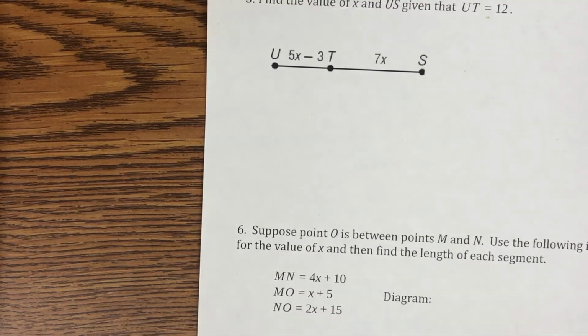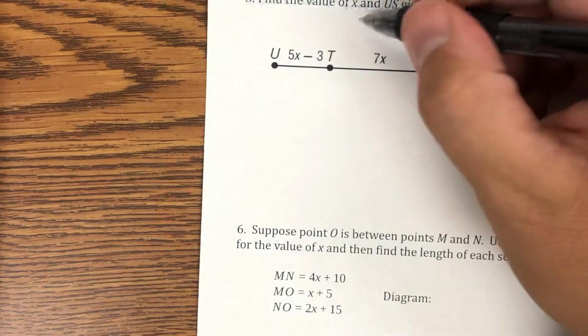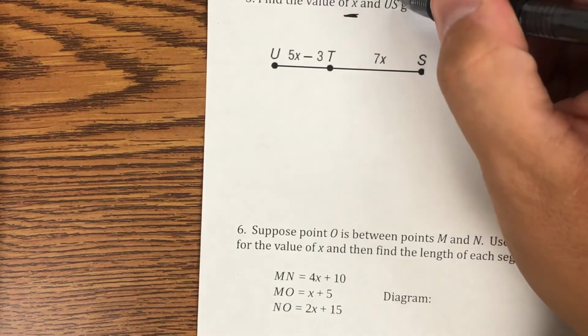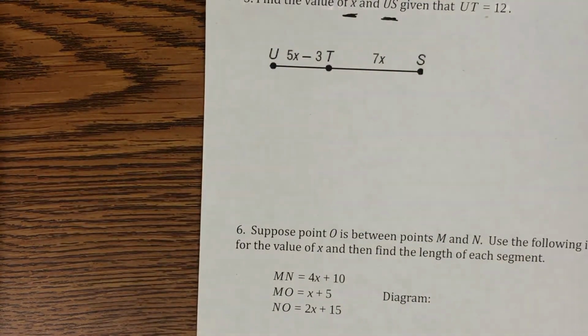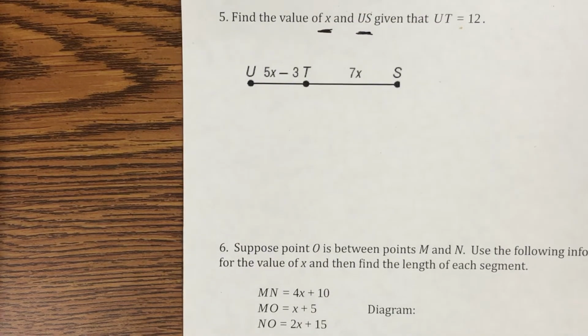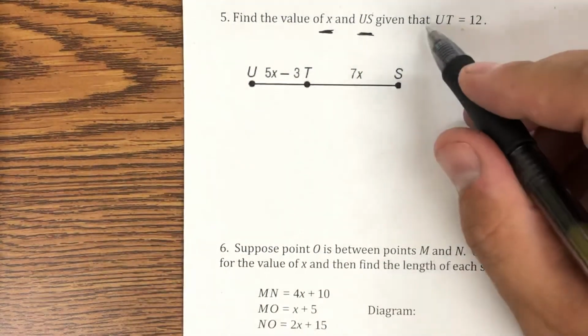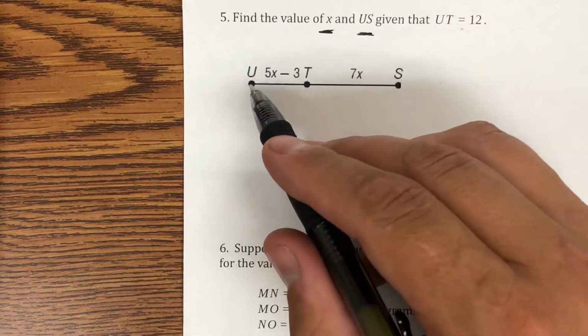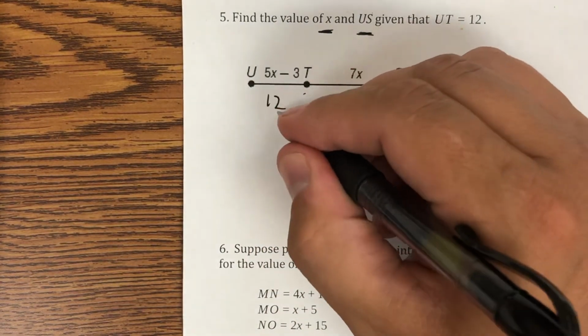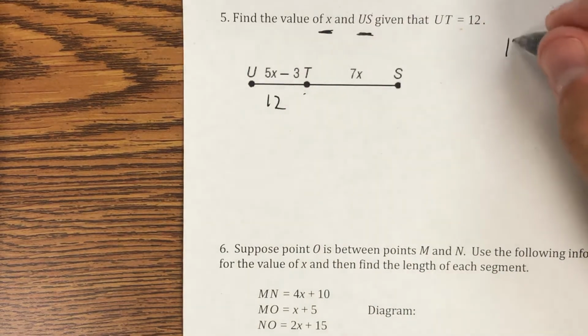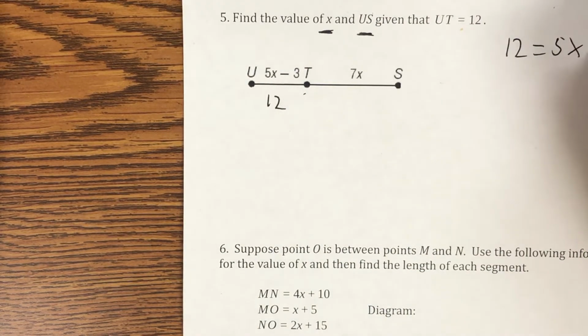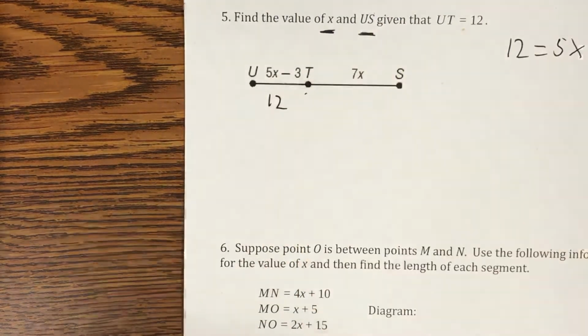2 left. Next one. This time it says find the value of x. So I have to find x, and I also have to find us. So I have to find two answers. Make sure you read the question before you start answering. We have to have two different solutions. It tells us u to t is 12. So let's locate ut. U to t, 12. So that means 12 is equal to 5x minus 3. Those two values are equal in length, 12 and 5x minus 3.